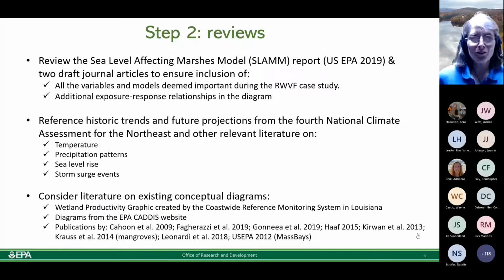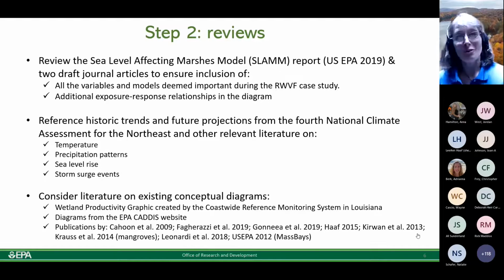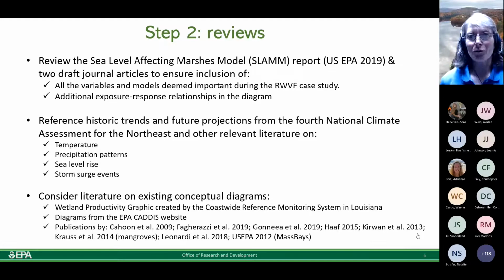So after we used WATCH to form the heart of our diagram, we brought in information from that case study that you've heard quite a bit about at this point, including this SLAM modeling. For those of you who have worked with SLAM before, there are a lot of different input metrics that go into it, and the output is relatively simple compared to what goes into the model, but it gives you a nice output if you're interested in projected changes in marsh acreage. And it allows you to differentiate between high and low marsh, which is also a nice feature.